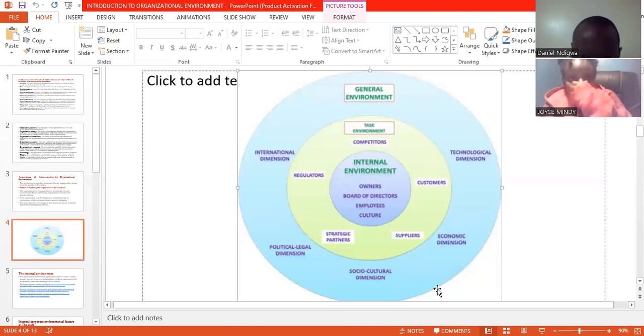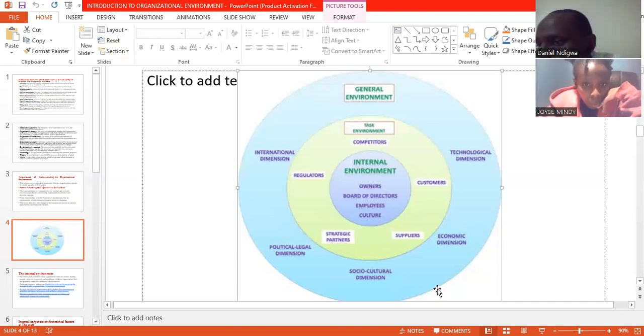Then we have strategic partners. These are partners who come together for a common purpose. For example, look at a company like Unilever. Once in a while, they join forces with other strategic partners to come up with a certain campaign that is geared towards increasing their market share or increasing their sales. So you can easily manipulate your strategic partners by ensuring that you all have a win-win situation.